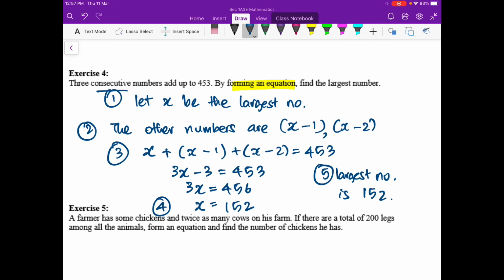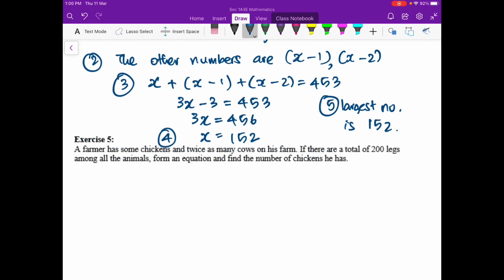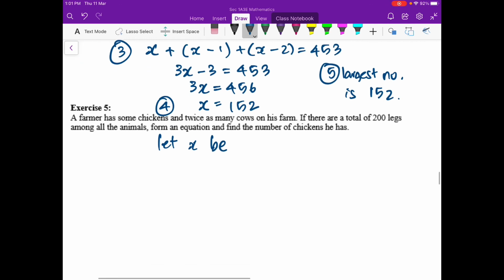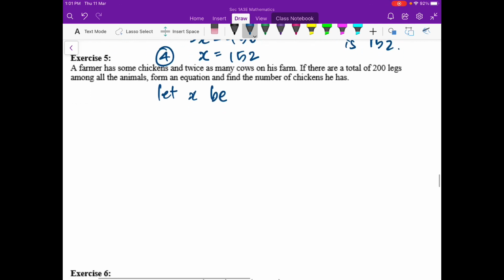Okay. So, animals, form an equation, find the number of chickens he has. What do they want us to find? Number of chickens, right? Not number of chicken feet, cow leg, number of cow total, no. They want number of chicken. So, let x, you want let A, B, C, I don't care. Let x be. What should we let x be? Smallest? What's smallest? Nothing about smallest over here. What should we let x be?